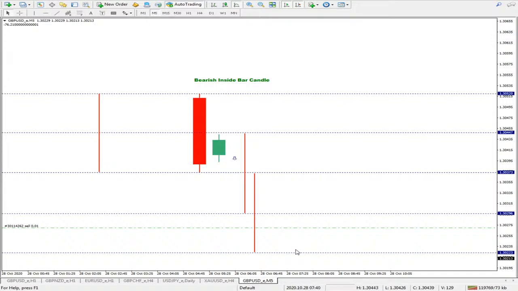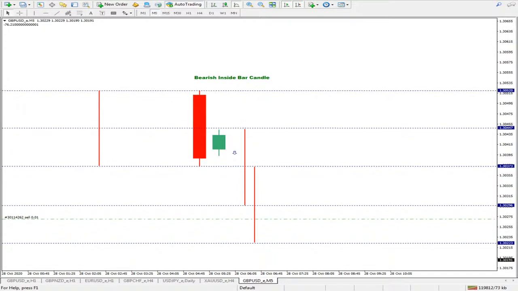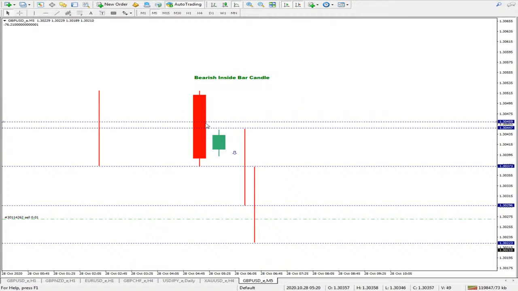One last thing I want to mention is that although I trade pin bars and inside bar candles, it's only important if that pin bar or inside bar candle is happening around a clear level. That's when it makes sense. Assuming this is an inside bar candle, then the previous candle, the bigger one here, was actually breaking below a significant level, maybe this level, which was a support.